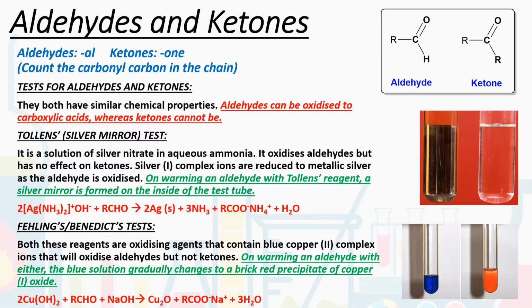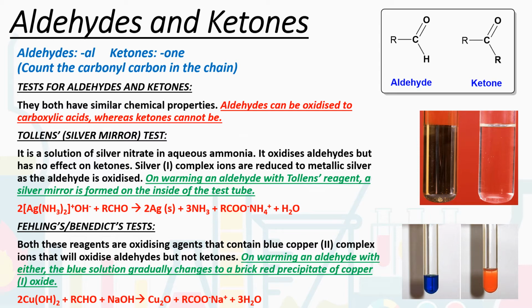And so what you'll see, if you do this in a test tube, you can see the picture on the right, is we start off with a colourless solution, and you'll end up forming literally metallic silver around the edges of your test tube. So it's a very, very clear test to see whether you have an aldehyde. The other one is Fehling's or Benedict's reagents. Both of these are reagents that are oxidizing agents that contain a blue copper-2 complex ion.